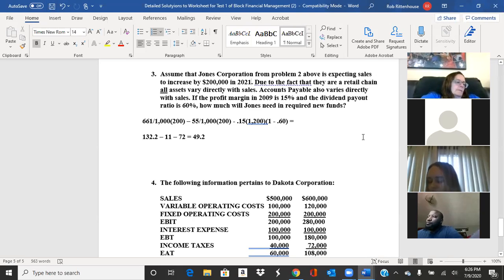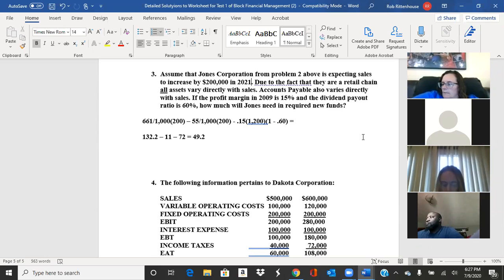Due to the fact that they are a retail chain, all assets vary directly with sales. So again, remember, your variable assets might be just accounts receivable and inventory. Those will almost always be considered variable assets. Those are going to generally go up if sales go up or down if sales go down. But for some companies, all assets will vary.